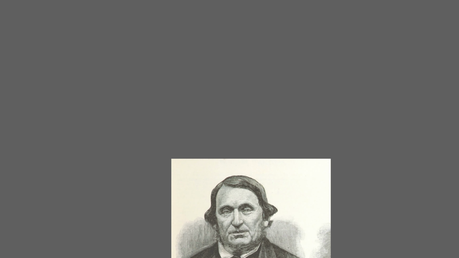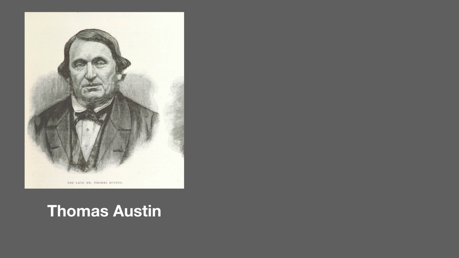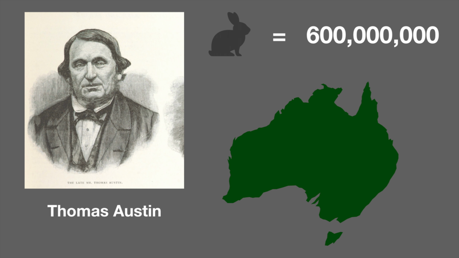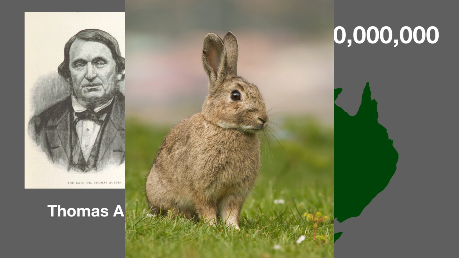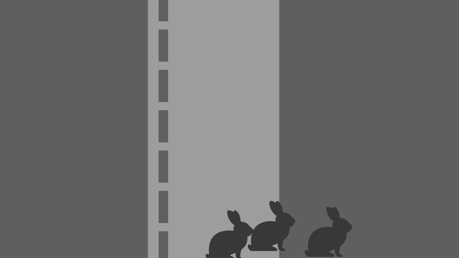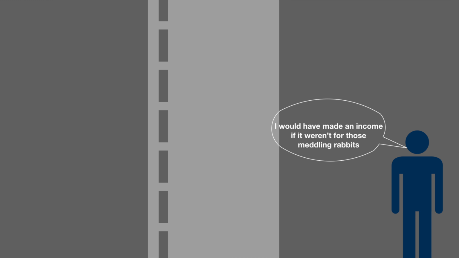Another example is in Australia. There was a man by the name of Thomas Austin, who brought 24 rabbits to Australia, and now the population has grown to over 600 million. He said that he brought them in 1859 as game to shoot at in parties, and he was praised for that. Today, not so much, as the rabbits are considered a pest, as they eat the crops that the farmers have planted, and then the farmers have to do it all over again if it weren't for those meddling rabbits.